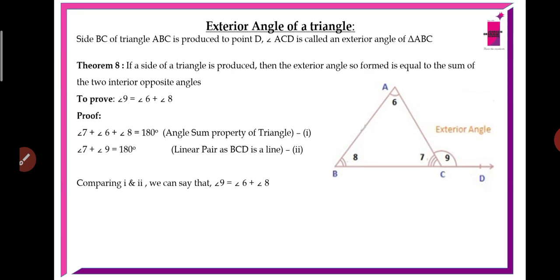Exterior angle of a triangle. Side BC of a triangle ABC is produced to point D. Angle ACD is called an exterior angle of triangle ABC. Here you can see in this figure, ABC is a triangle, BC is produced to D, then ACD is an exterior angle. What the theorem says: if a side of a triangle is produced, then the exterior angle so formed is equal to the sum of the two interior opposite angles.